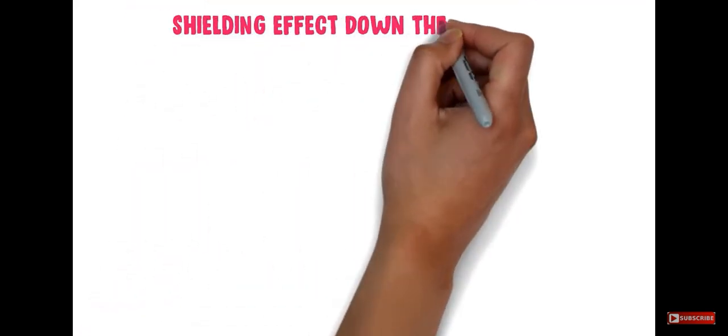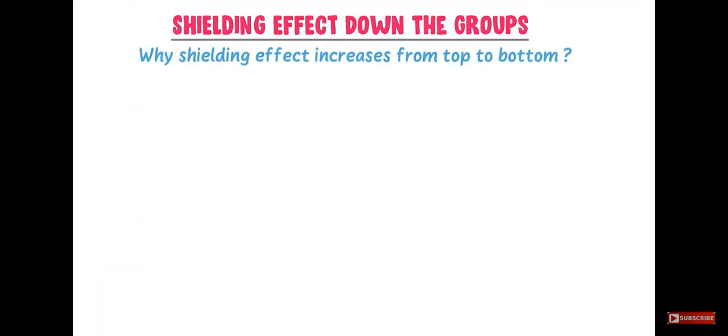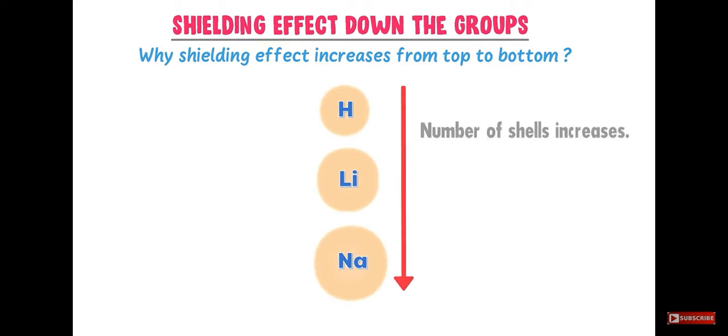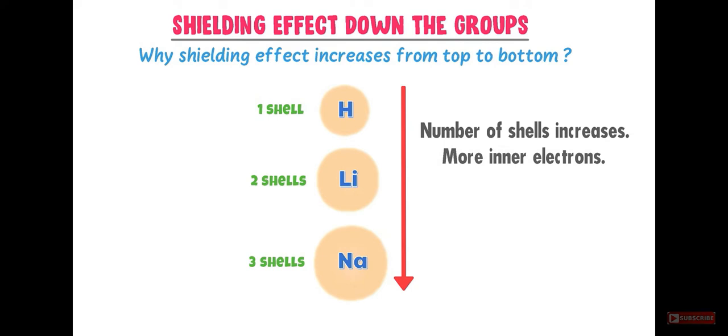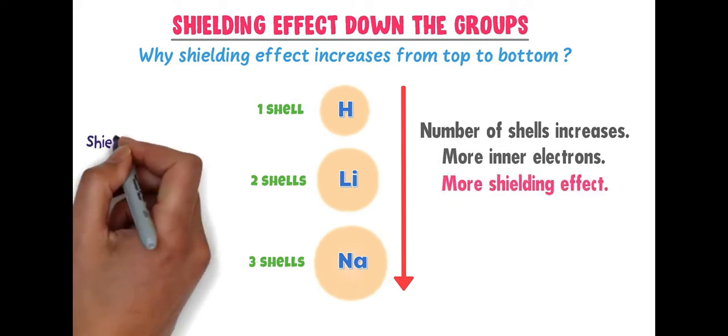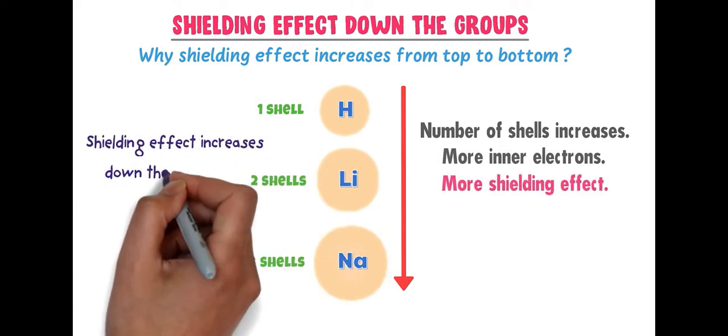Finally, shielding effect in the group, or why shielding effect increases from top to bottom in the groups. Well, consider first group elements like hydrogen, lithium and sodium. We can see that down the group, the number of shells increases. For example, hydrogen has 1 shell, lithium has 2 shells and sodium has 3 shells. So more inner electrons mean more shielding effect. So shielding effect increases.